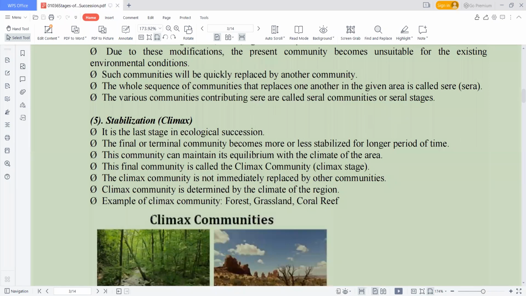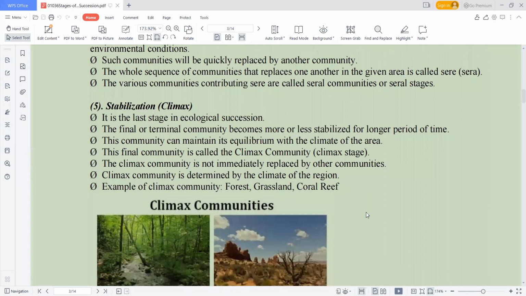For example, the climax community, that is the forest, is a final climax community. It will not be replaced by other communities. It will be a stabilized community. For example, a grassland ecosystem is also a stabilized community. They will not be replaced by other communities, and the same is true of coral reefs.